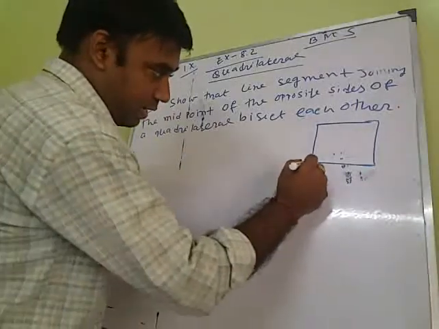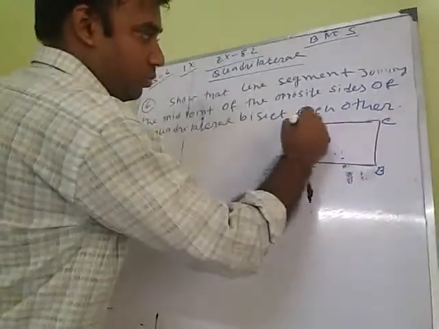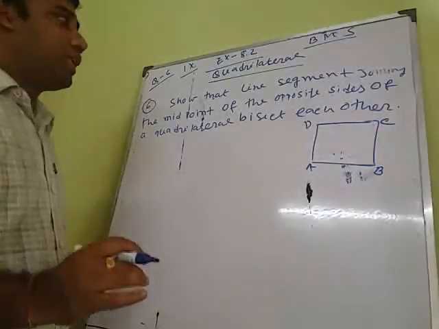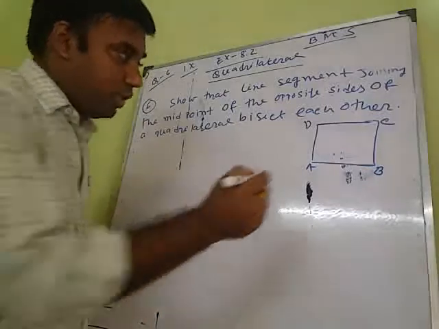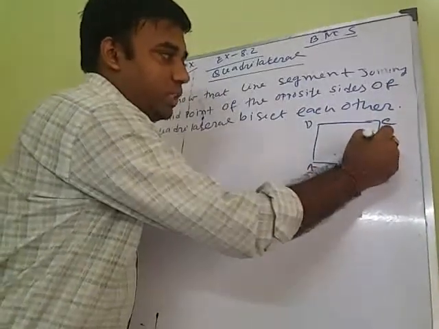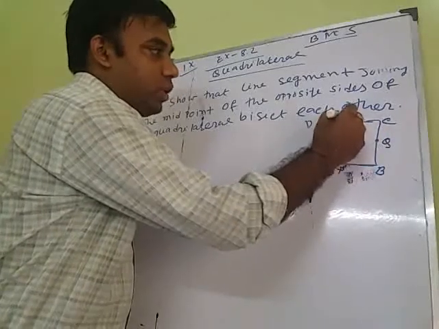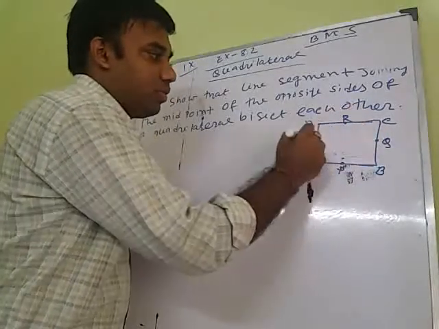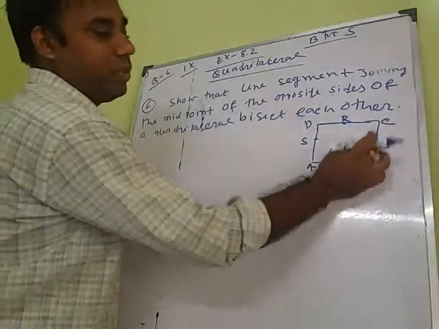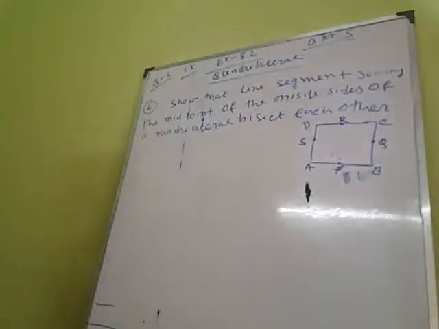Quadrilateral means having four sides, that is AB, BC, CD and AD. These are the four sides. Now for the midpoints, I am taking the midpoint of AB as P, the midpoint of BC as Q, the midpoint of DC as R, and the midpoint of AD as S. Midpoint means AP equals PB. These two measures will be the same. So the midpoints are P, Q, R, S.